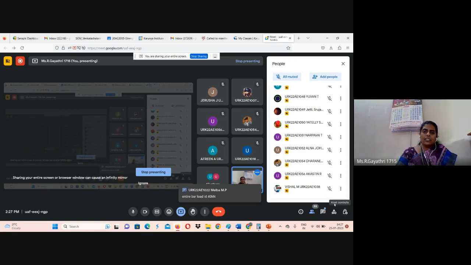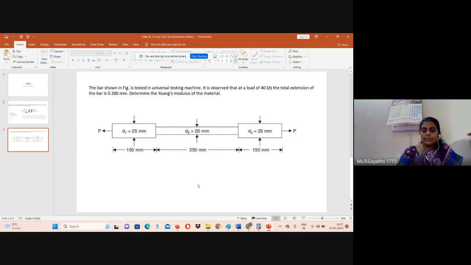Okay, very good. Load acting on the entire bar is 40 kilonewton. Okay, please listen. There are many cases on this bar. We can see uniform section, we can see varying section with the same load, we can see varying section with a different load also. But in this problem, we can see uniform loading 40 kilonewton on section 1, section 2 and section 3. So here total extension is given. Total extension of the bar is 0.28.